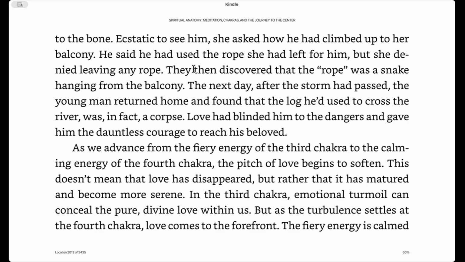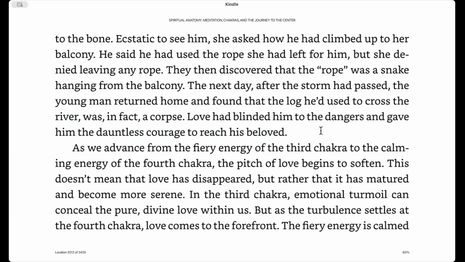The next day, after the storm had passed, the young man returned home and found that the log he had used to cross the river was in fact a corpse. So love had blinded him to the dangers and gave him the dauntless courage to reach his beloved.